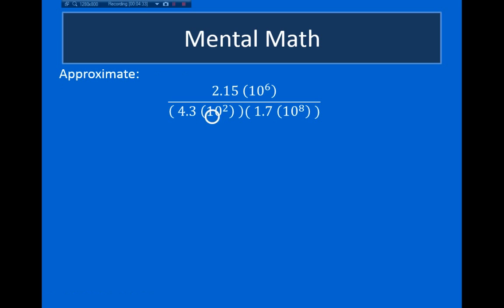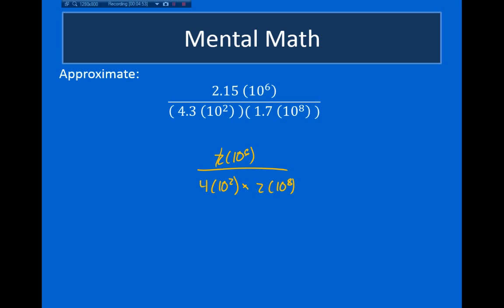So this example just asks us to approximate this thing here. Again, we'll round all of these numbers. So this is approximately 2 times 10 to the 6th. This is 4 times 10 to the 2nd power. And this is going to be 2 times 10 to the 8th power.